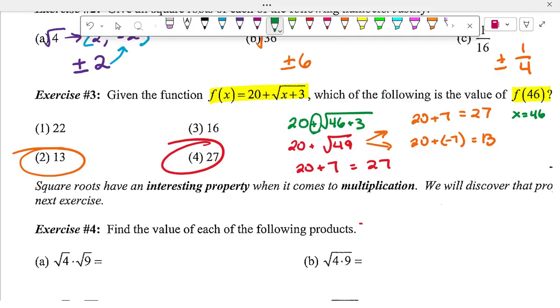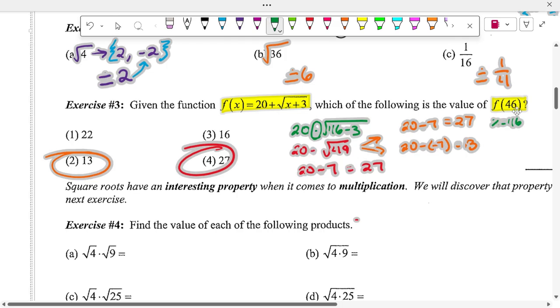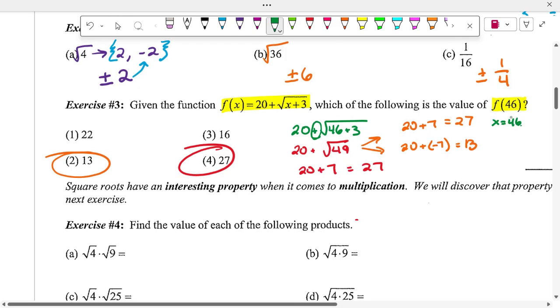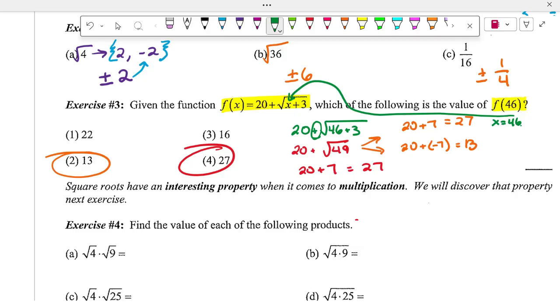You cannot be talking. So what was the question? It's from the f of x. So it said f of x, and we're taking x equals 46, plugging it in for this x.